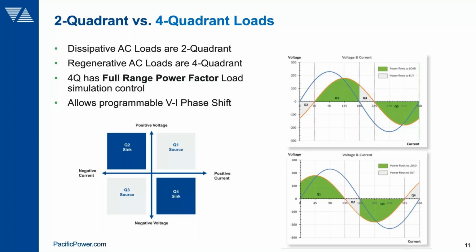So they're 4-quadrant loads, which means they can not only regenerate power back to the grid, but they can also shift the power factor, or the phase angle between the voltage and current, in both a positive and negative direction. So it allows you to have full programmability over the power factor of your load condition. That's illustrated on the left, where you see the 4 quadrants being used in the case of different power factor settings.